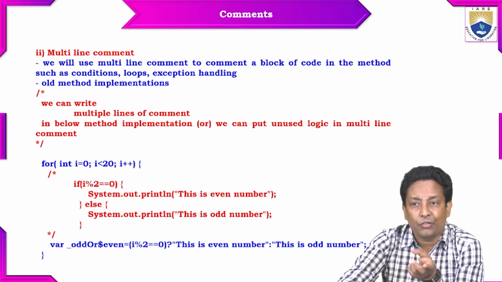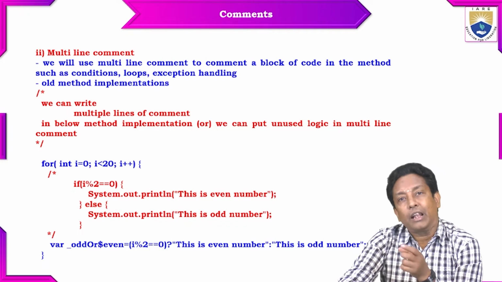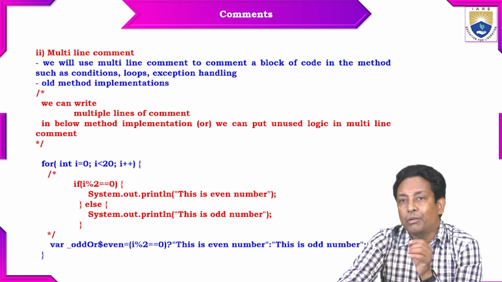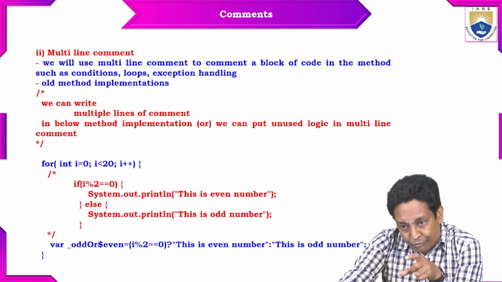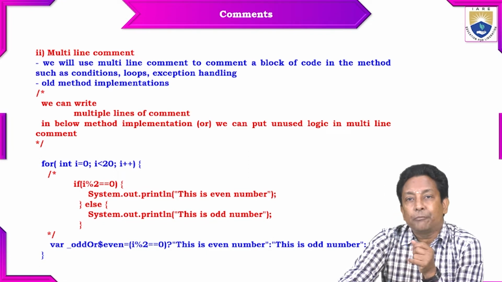Suppose a method is written with 5 lines of code, and we are planning to write a 10-line method. So you comment the previous method. A complete method, a complete constructor, or a complete group of variable declarations can be kept in comments.